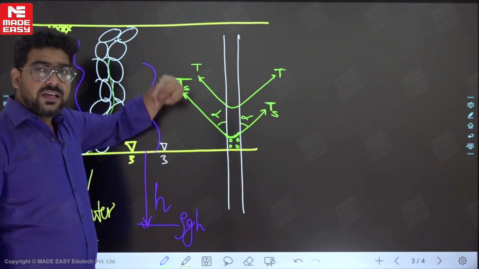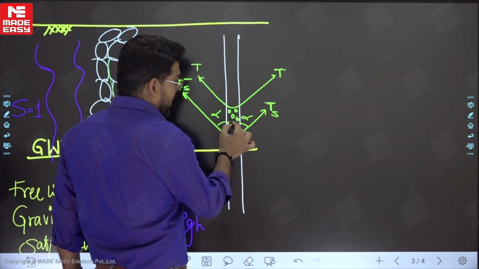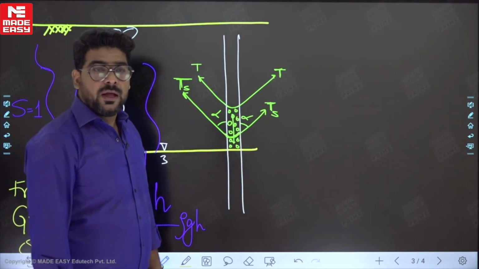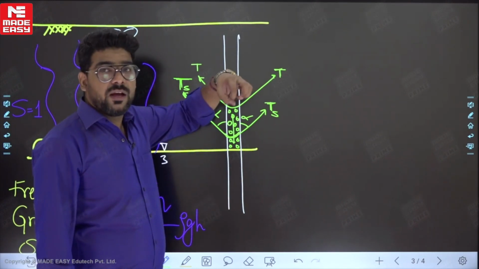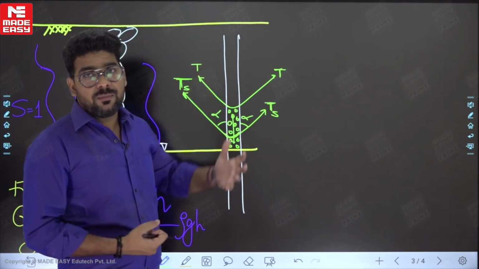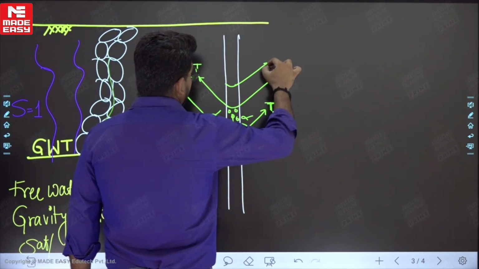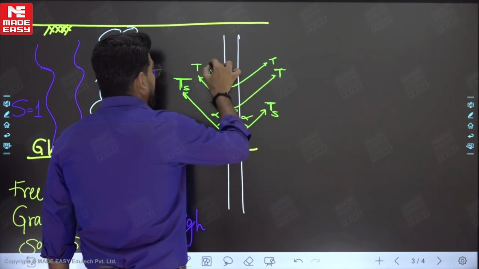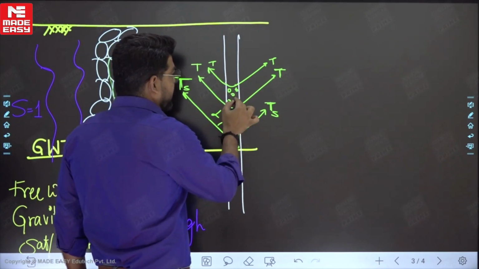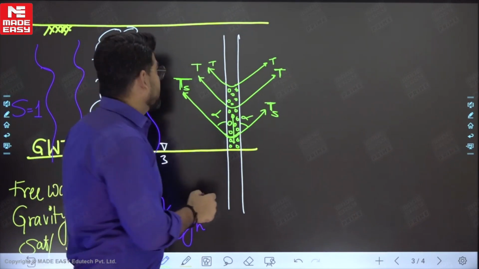Now this T cos alpha is acting in the upward direction, and you can see the weight of water is acting in the downward direction. Am I right? Now chances are that this upward surface tension is not balanced by this weight, and if it is not balancing, then water will rise further. When it rises further, again there will be T. Again the weight of water acting downward may not be equivalent to this tension force, and that's why water will rise further.